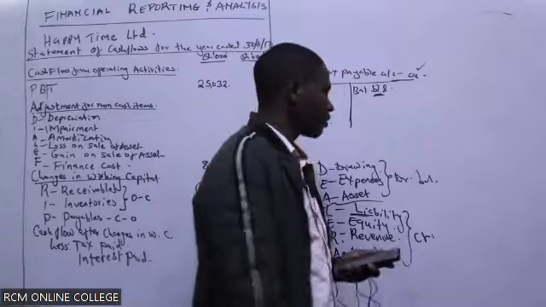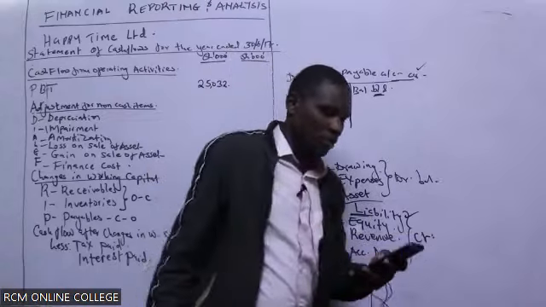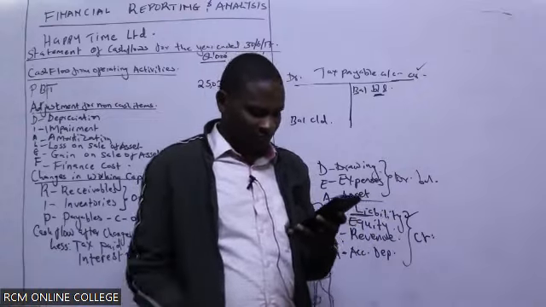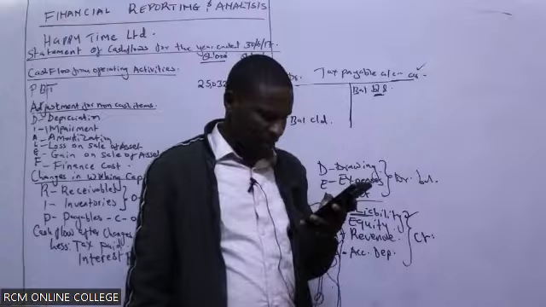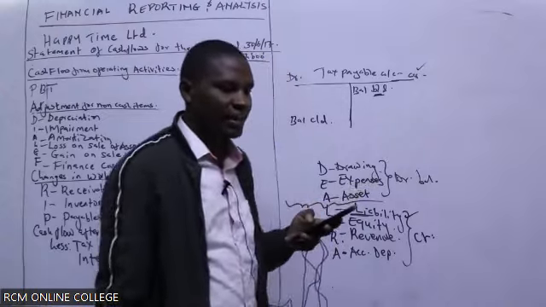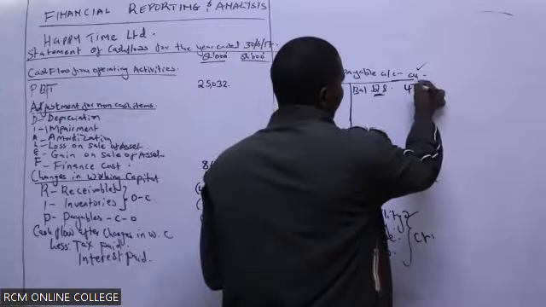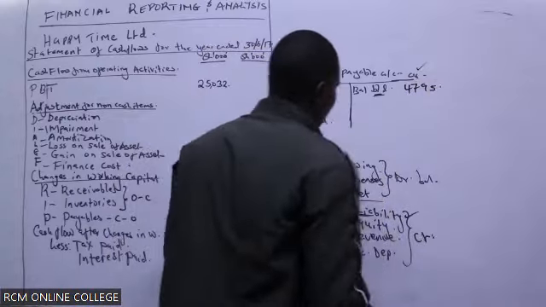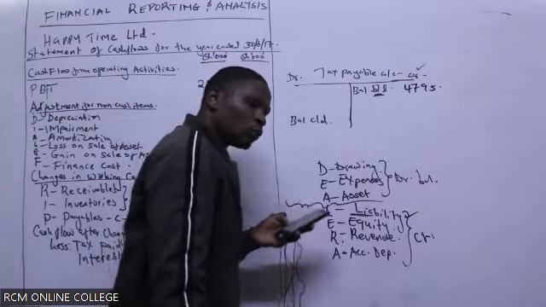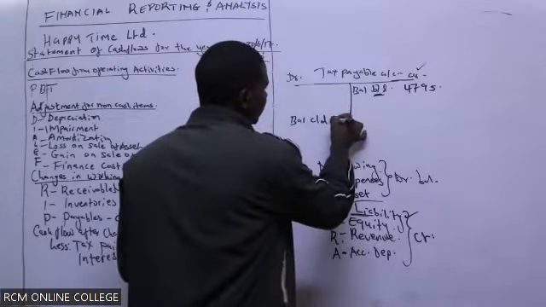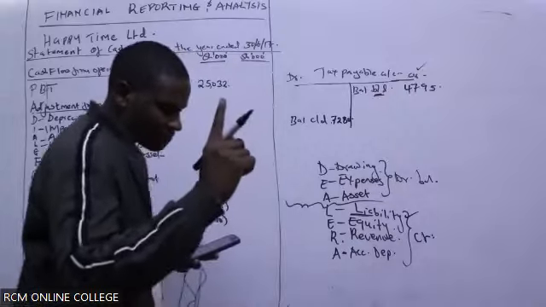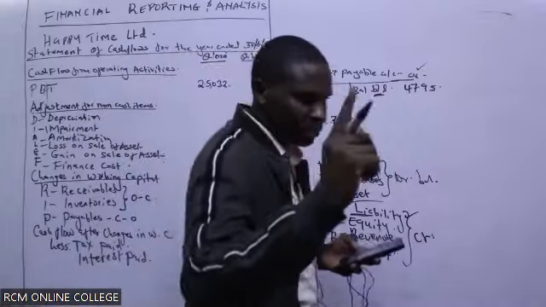Just check. We have said, where do you go for the tax? How much do I get? 47.95. Yes, 47.95. Then balance carried down 2017 equals 72.80. Then we have a tax in the income statement.